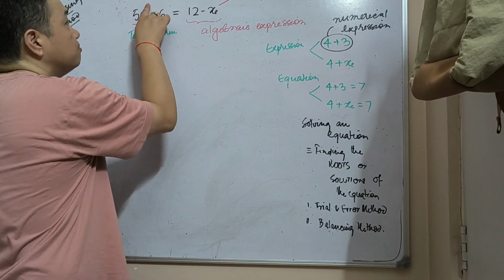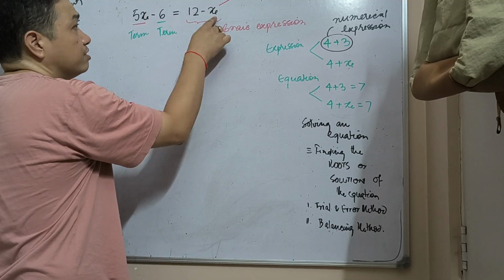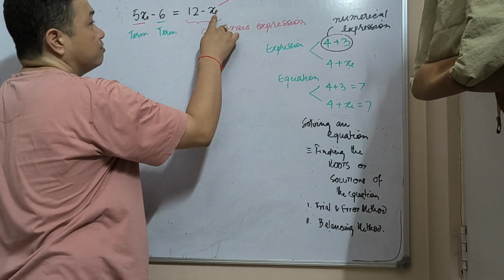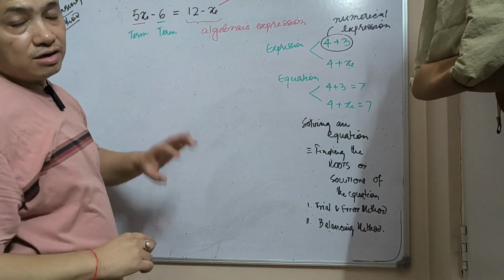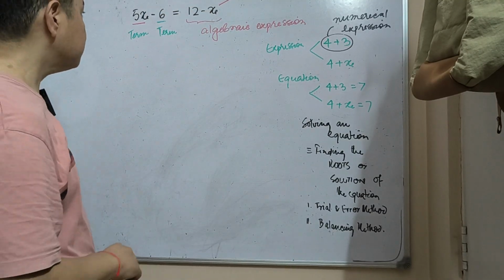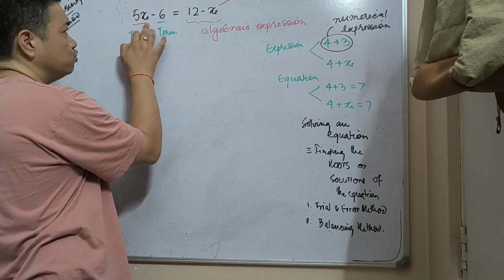Linear equation, because the greatest power of the variable over here, or the literal number present over here, is 1. So it's a linear equation. Had it been 2, it would be a quadratic equation. So how do we solve it? There are two terms. See, on the left hand side there are two terms.